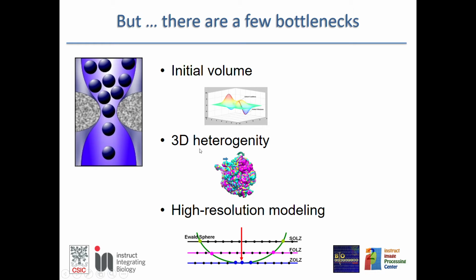Then you have the 3D heterogeneity. This is still an open problem, I would say. If your sample is heterogeneous, then reconstructing a heterogeneous sample is actually, at the moment, one of the factors that limit most the 3D resolution that we achieve. The other one is high resolution modeling, and again, this high resolution modeling has advanced quite a lot.